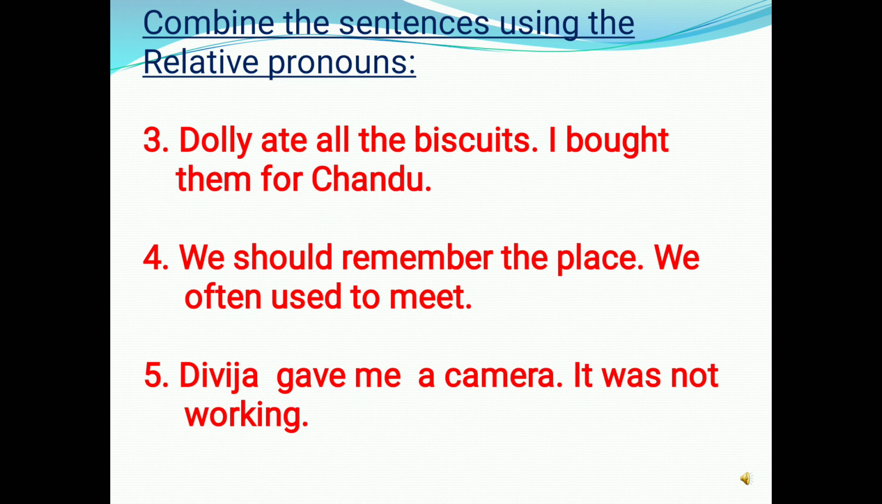Now combine these sentences using relative pronouns. Do it on your own. Note it down. The third one, Dolly ate all the biscuits. I bought them for Chandu. And the fourth one, we should remember the place. We often used to meet there. And the fifth one, Divija gave me a camera. It was not working. So these are the examples. You have to do it on your own. Have you understood, my dear students?